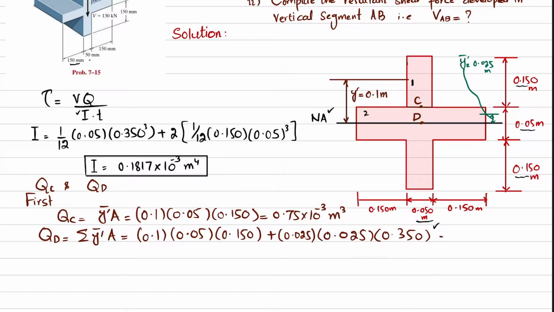So again, when you solve this, you will get QD is equal to 0.859 into 10 raised to power minus 3 cubic meter. Now you have QC and QD, so you can find shear stress, which is tau is equal to VQ divided by I into T. So what we will do is that we'll find the shear stress for point C.